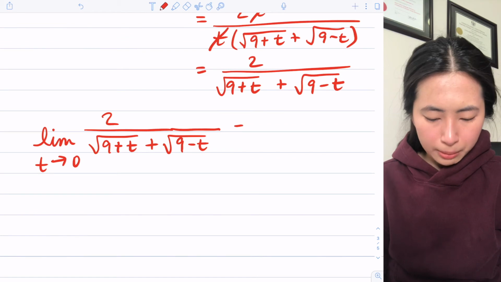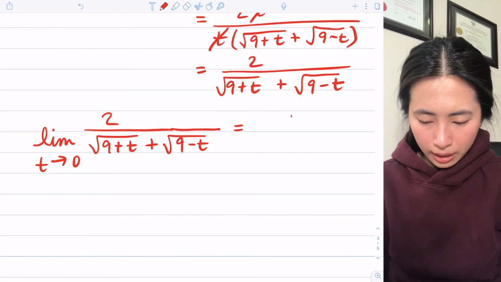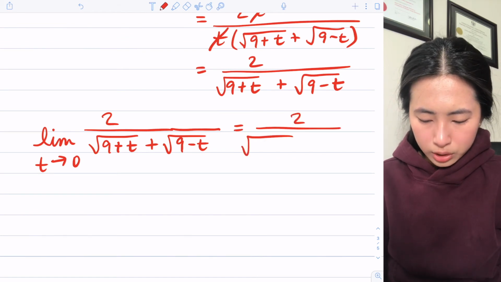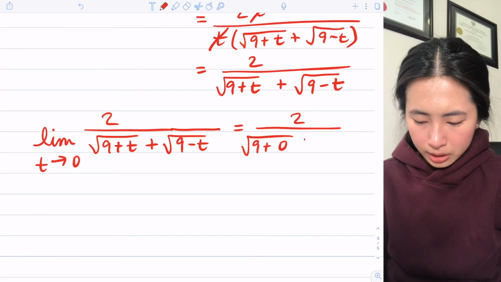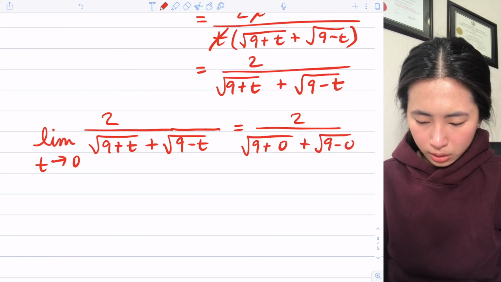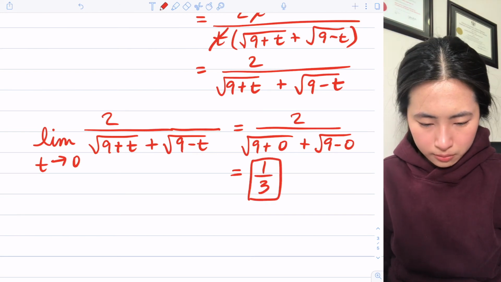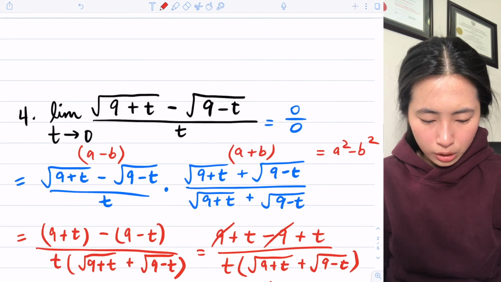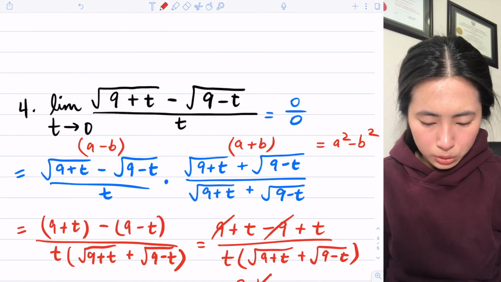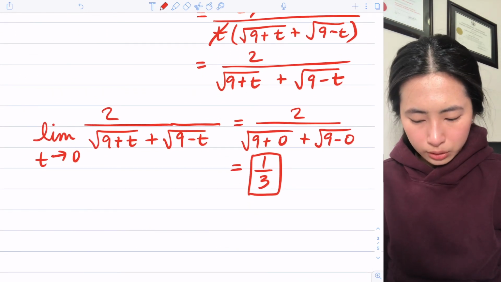Applying direct substitution by plugging in 0 into t, so you have 2 over square root of 9 plus 0 plus square root of 9 minus 0. So you should get 1 over 3 as your final answer. So for question 4, we have limit when t approaches 0. Our limit is 1 over 3.